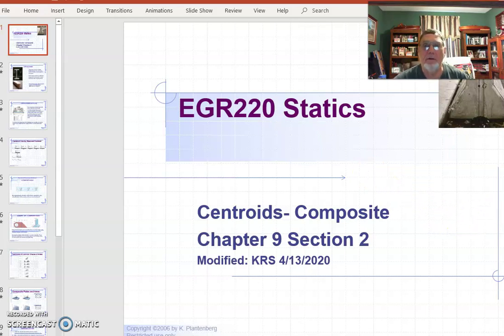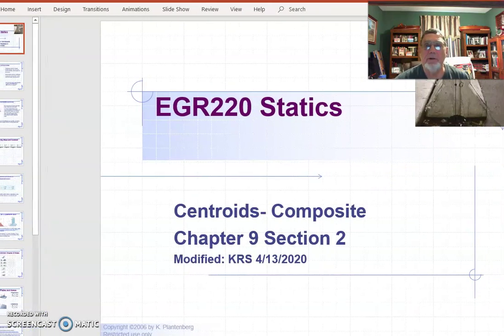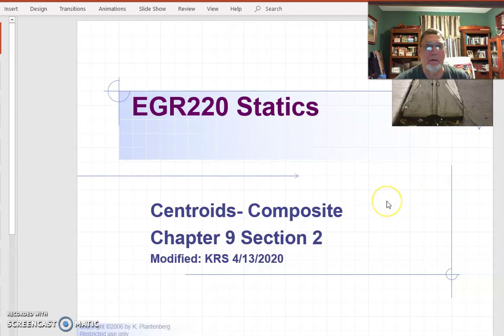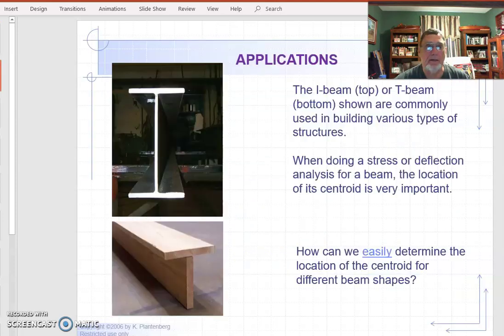All right, now for the second lecture on our second section of Chapter 9, calculating centroids. Many of the centroids, for manufactured items in particular, are going to be known. And the way we can do it is we can take combinations of things for which we know the centroid and combine them. And that's typically what's going to happen.